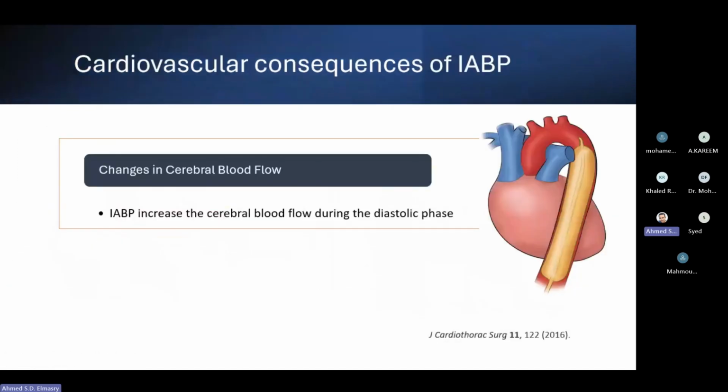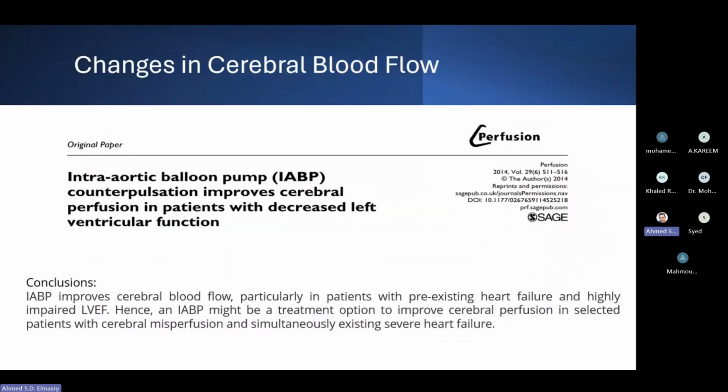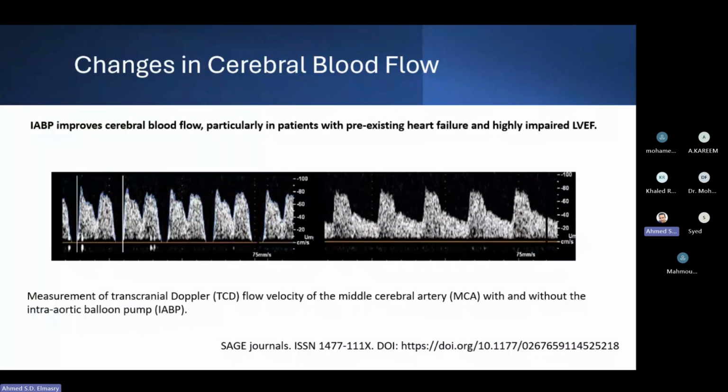Changes in the cerebral blood flow with the intra-aortic balloon. The intra-aortic balloon is able to increase the cerebral blood flow, especially during the diastolic phase. And here in this article, it has been proved that the intra-aortic balloon has increased the cerebral blood flow in a patient with impaired left ventricle ejection fraction. And this has been confirmed also with the transcranial Doppler.